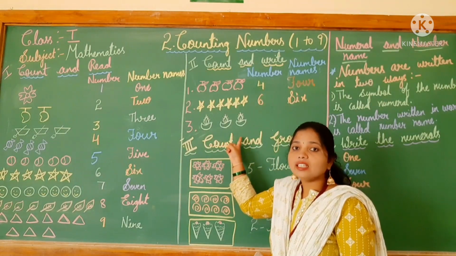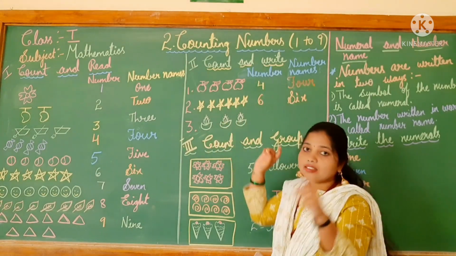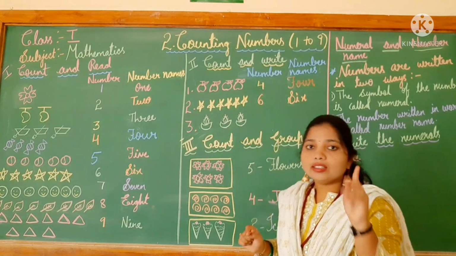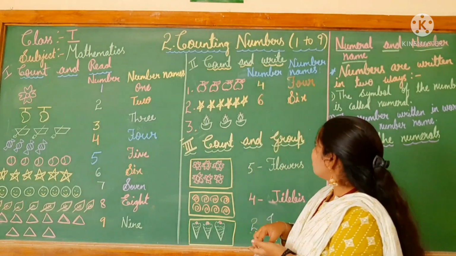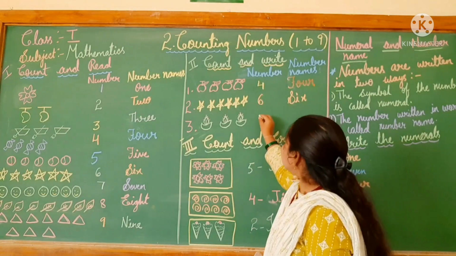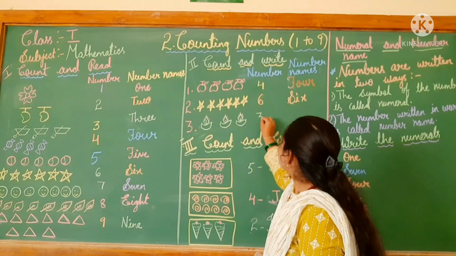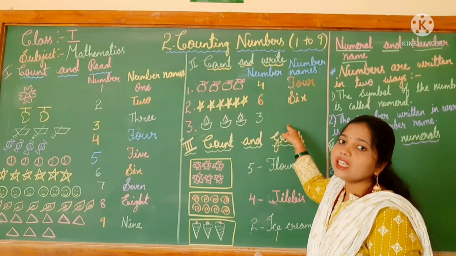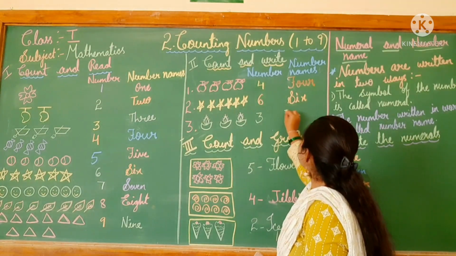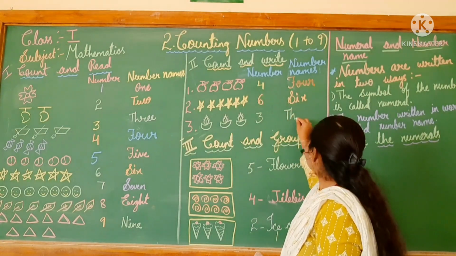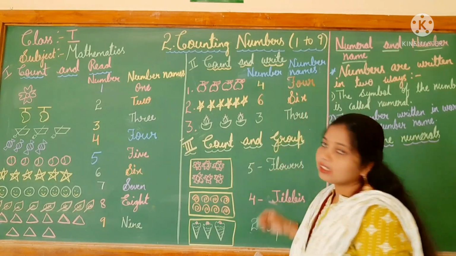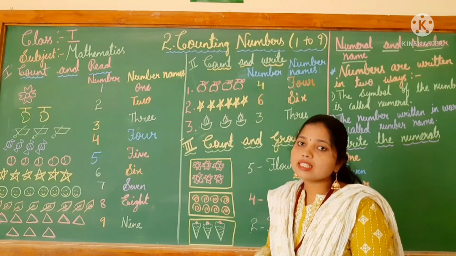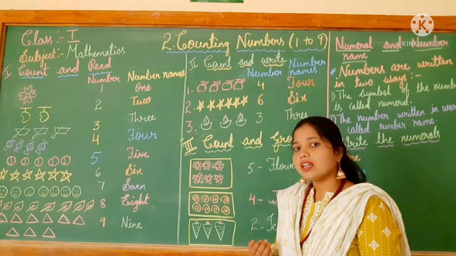Here you count Diyas, children. How many Diyas are there? 3 Diyas. 1, 2, 3. 3 Diyas are there. So here I will write 3. The number is 3. The number name is THREE. So, children, this is how you should count the objects and write the number as well as the number names.